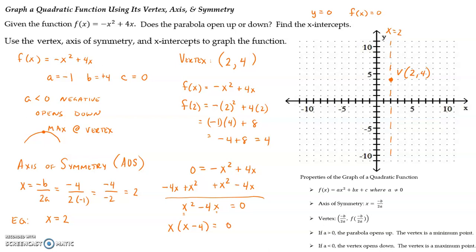And then we can go ahead and set each of those pieces equal to 0 to solve for our x values. The first one's nice and easy. We just have x equals 0. And for the other piece, we're going to have x minus 4 equal to 0. And if we add the 4 to both sides, we'll get a second answer here of x equals 4. So those are our two x-intercepts. Let's go ahead and plot those.